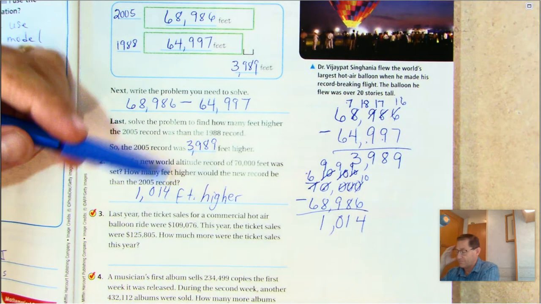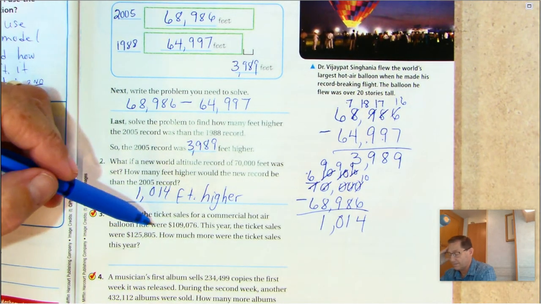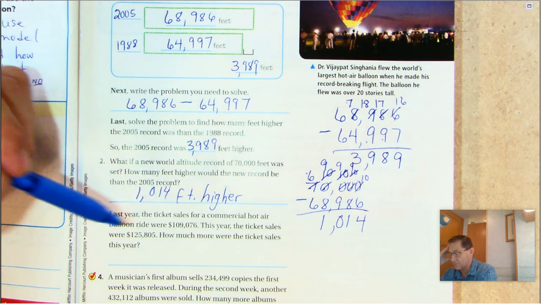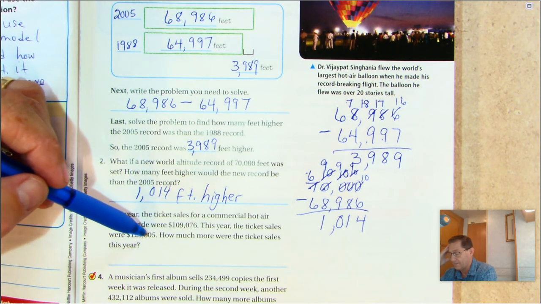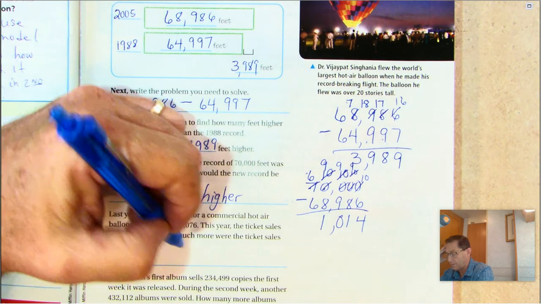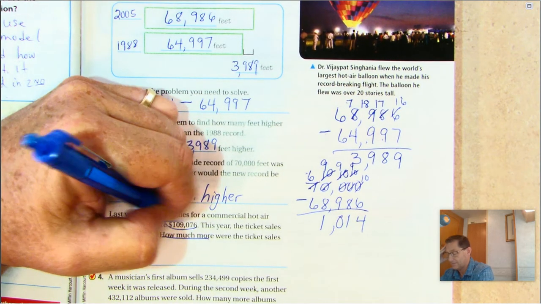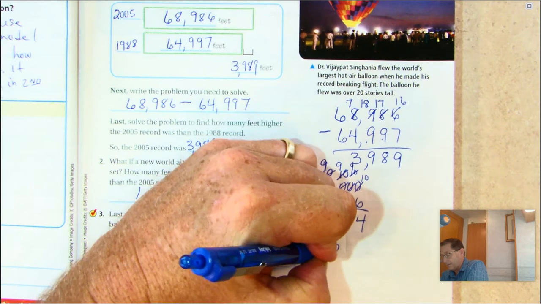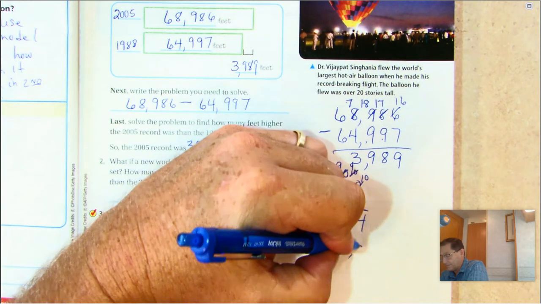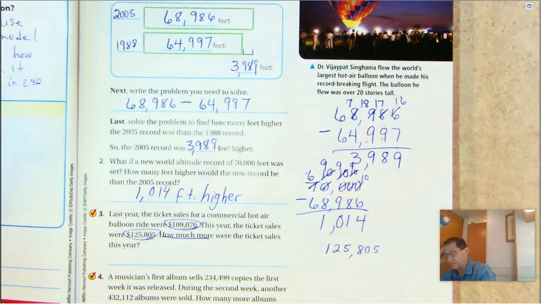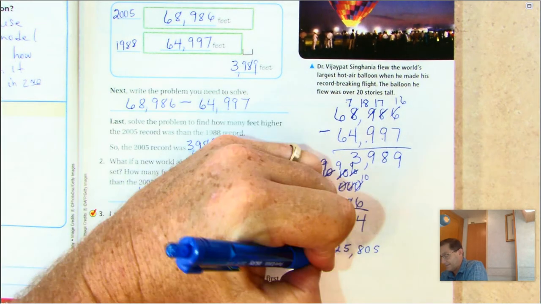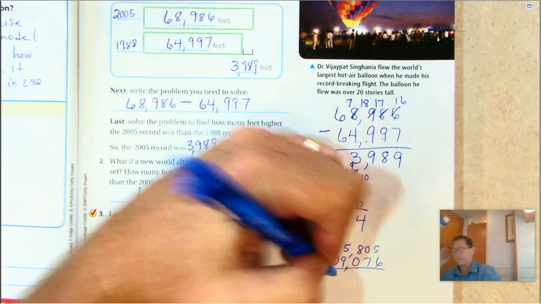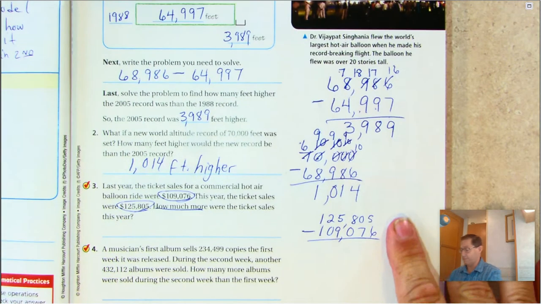Last year, ticket sales for a commercial hot air balloon ride were $109,076. This year, the ticket sales were $125,805. How much more were the ticket sales this year than last year? So we have $125,805, and we're going to subtract the amount of the previous year to find out how much more money was made.